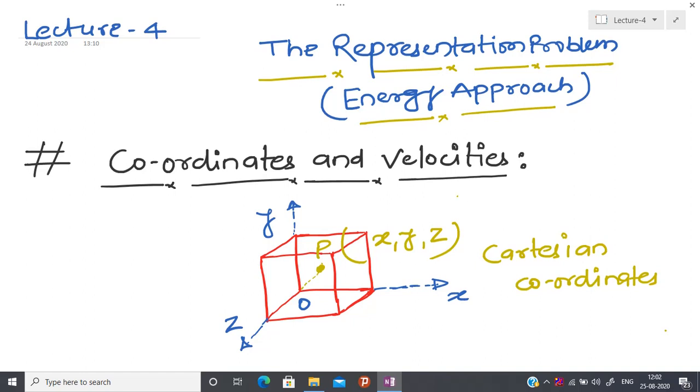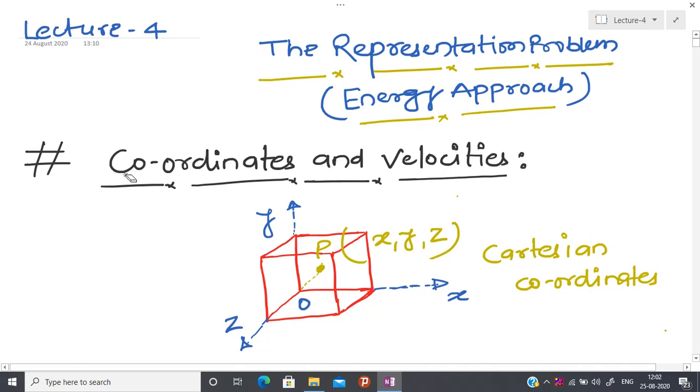Lagrange first analyzed the energy of a system, and then he applied his findings to macroscopic bodies, considering them as a summation of small particles. I will tell you what the meaning of this is. So the first important concept you have to understand is related to coordinates and velocities, because it is possible to show that the Lagrangian formulation is a function of these two quantities only.